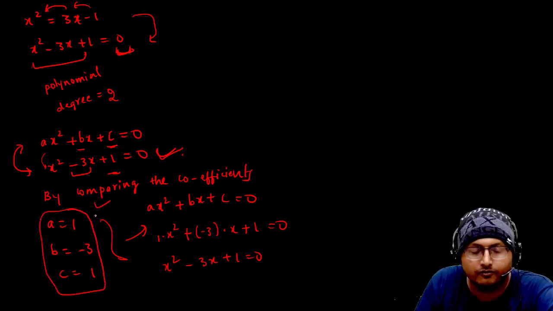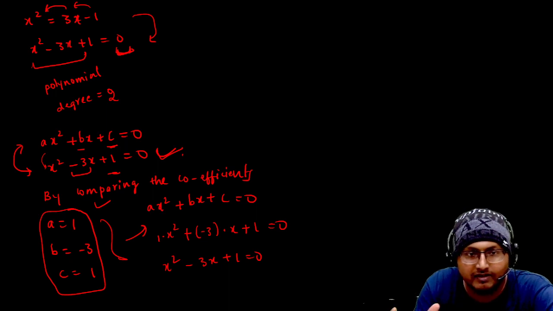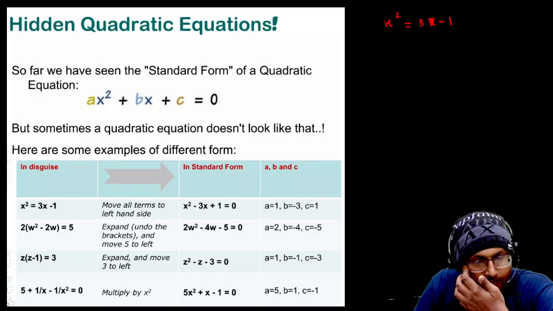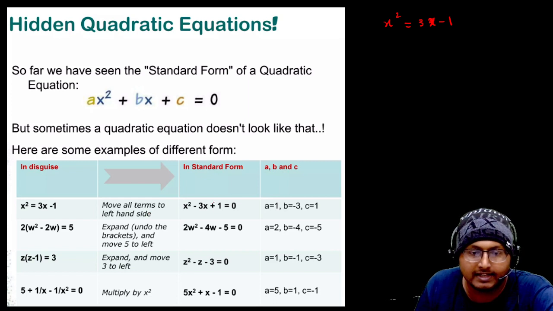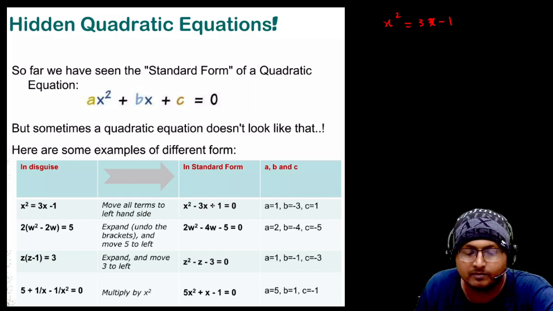So like this we have to first of all convert the given equation into the form, and then we have to proceed with the problem. Okay, so what is given? Here also he told the same thing. Move all the terms to the left hand side, like x square minus 3x plus 1 equal to 0. By comparing it with the standard form, we will get a equal to 1, b equal to minus 3, and c equal to 1.